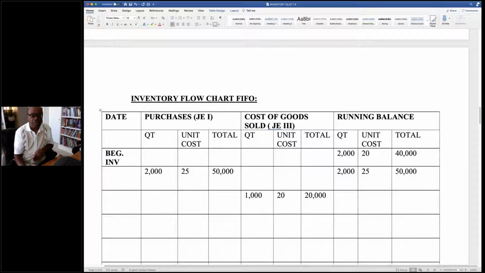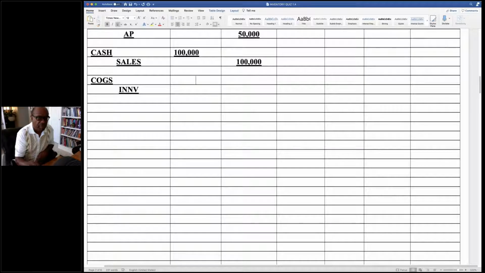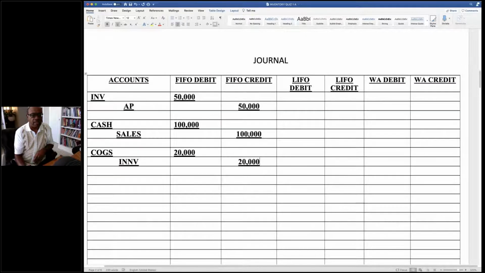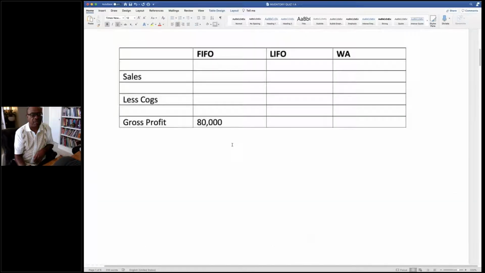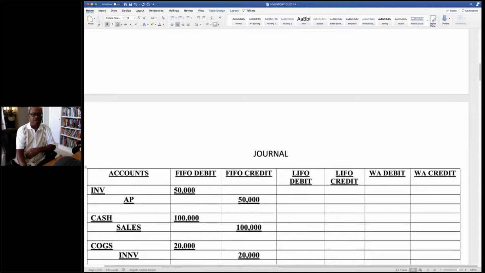So with that having been done, we're going to put that 20,000 in the journal entry, correct? Yeah. So cost of goods sold is debited for 20 and inventory is credited for 20. And based on sales of 100, cost of goods sold of 20, the gross profit is 80 at this point. So we just did a preliminary one after the first 3 transactions to see where we were.